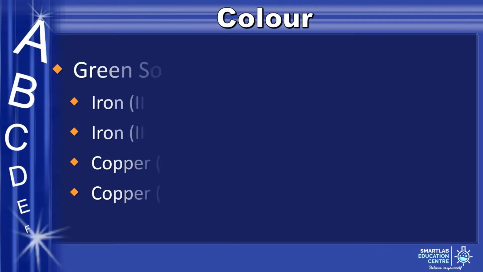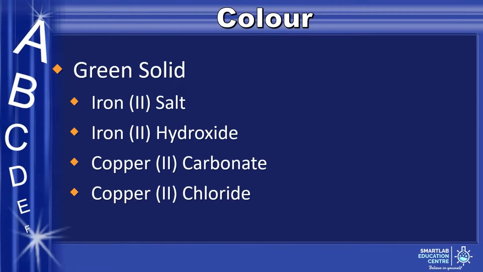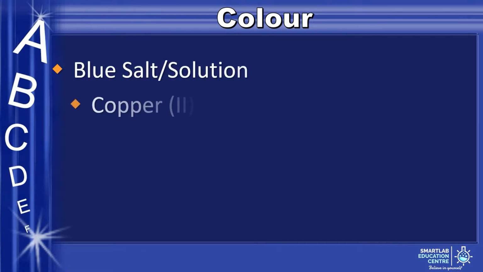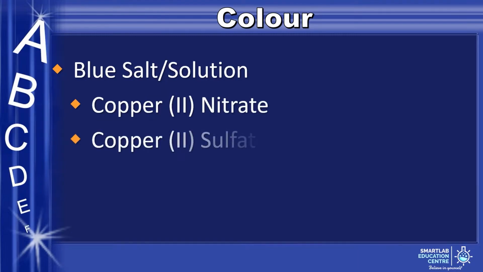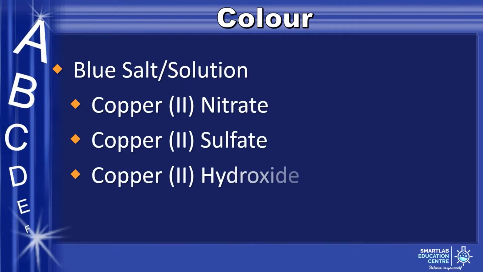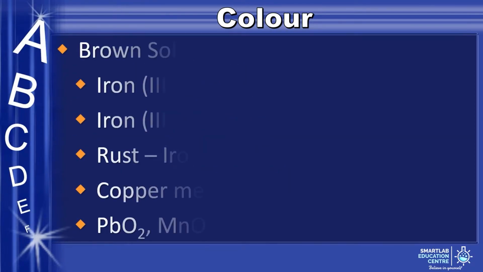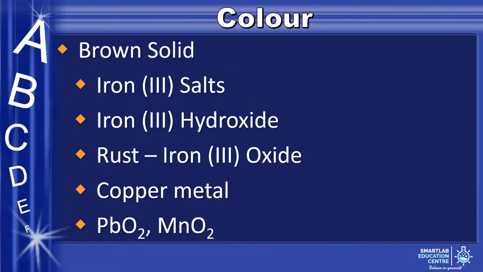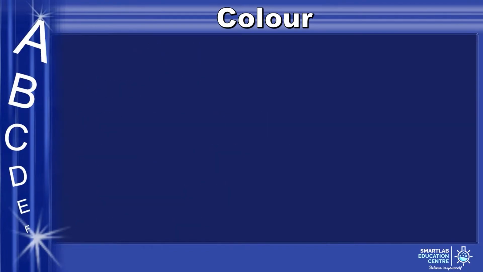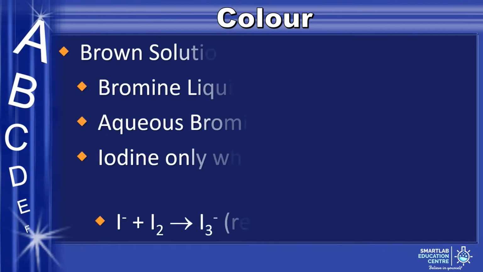And here are some examples of green solids. There are also blue salts or solutions which include copper nitrate, copper sulfate, and copper hydroxide. The examples of brown solids are as follows. And here are the examples of brown solutions.